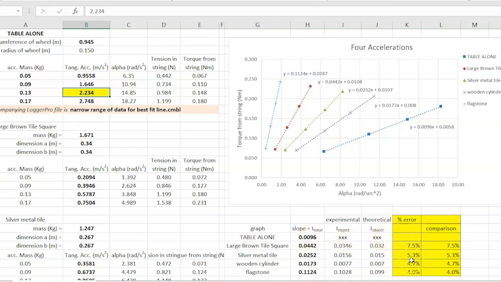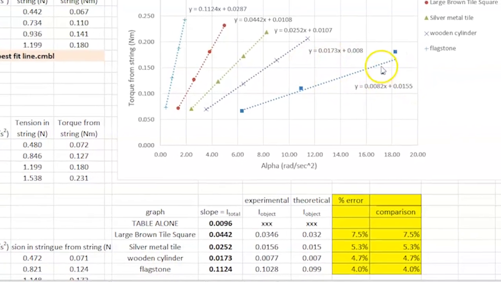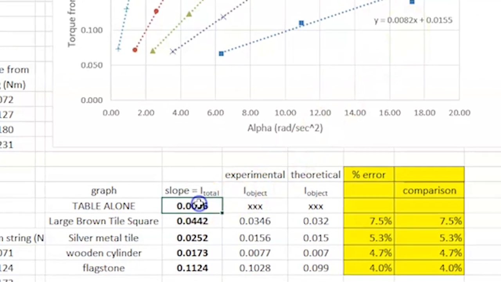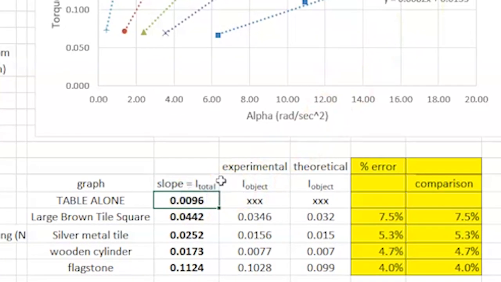And these are my calculated percent errors. And I've copied those numbers here in this second column for comparison. So now when I change this number here to 2.6, there we go, and hit enter, boom, you can see the effect it had here on my graph, and it changed the slope of my graph here to 0.0082. So I'm going to go over here and change now my table's inertia to 0.0082. And look at the difference it makes.